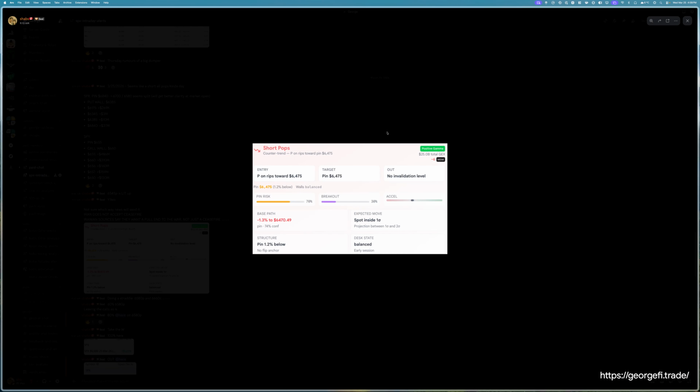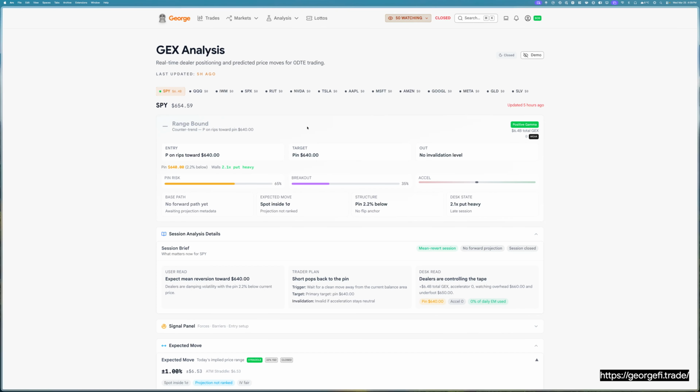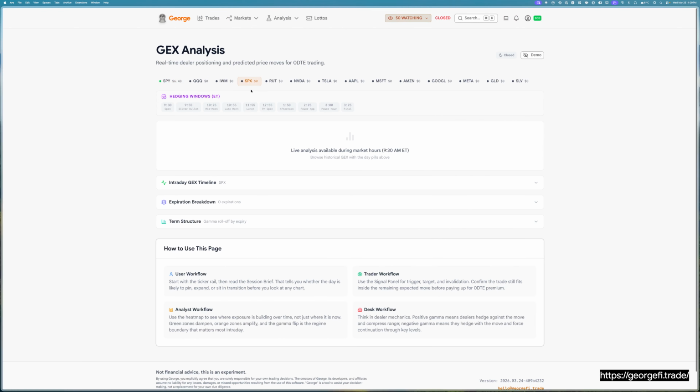And then we got the short the pop confirmation right before market open at 9:13. And we just had to wait for the reversal and figure out where that was going to land us, right? So this is how that's been working on the SPX side.